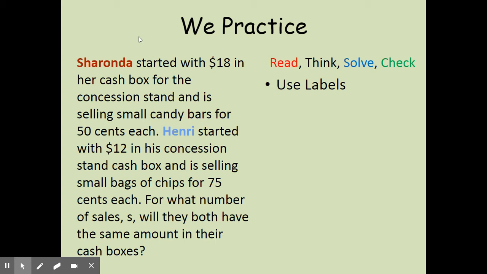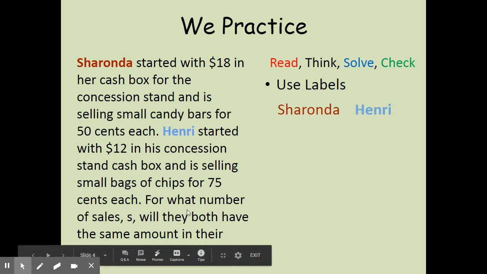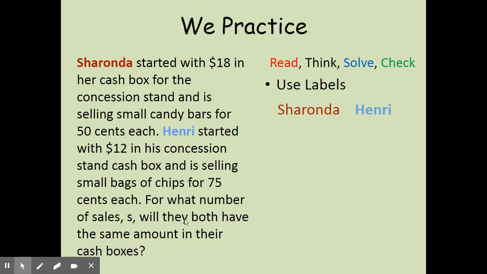Okay, so we have two people. I have Sharonda and Henry. My question said, what number of sales will they both have the same amount? So same amount tells me I'm working with an equal sign. That means it's equal. Okay, and when they both have the same amount of cash.